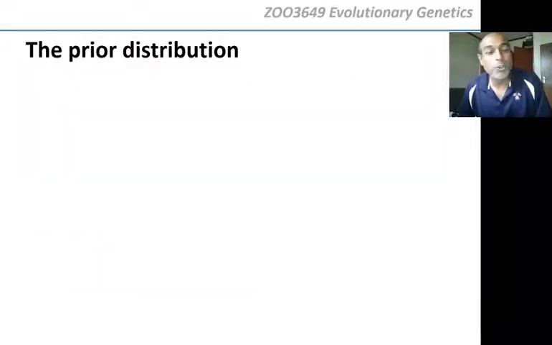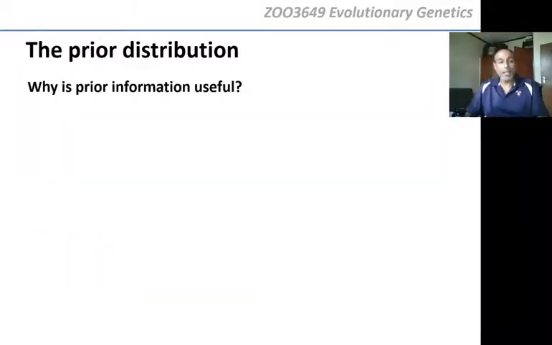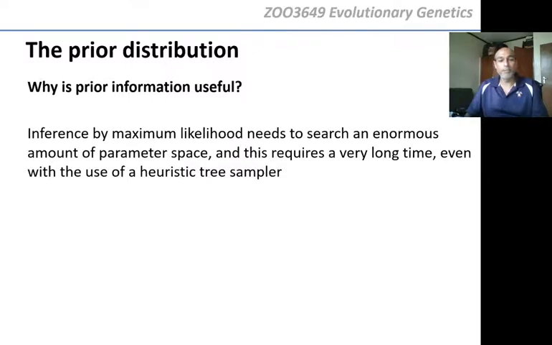All right. So this prior information is useful. Okay? And so why is it useful? I just explained to you why it is useful, right? Maximum likelihood needs to search a huge tree space, a massive amount of parameter space. It requires a massive amount of time, okay? Even when you use a Markov chain heuristic sampler, okay? We'll get to Markov chains in the next lecture. But even if you use a Markov chain, it is still an enormous amount of calculations, all right?